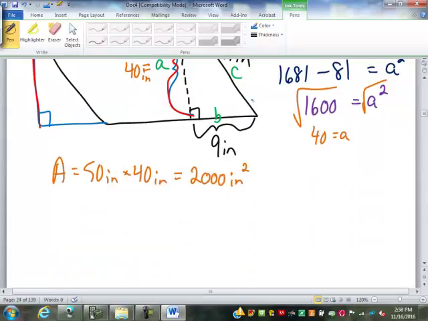Now, let's jump back about 40 minutes. Put that 2,000 square inches into square feet for me. Go to the nearest hundredth, or 2 decimal places.